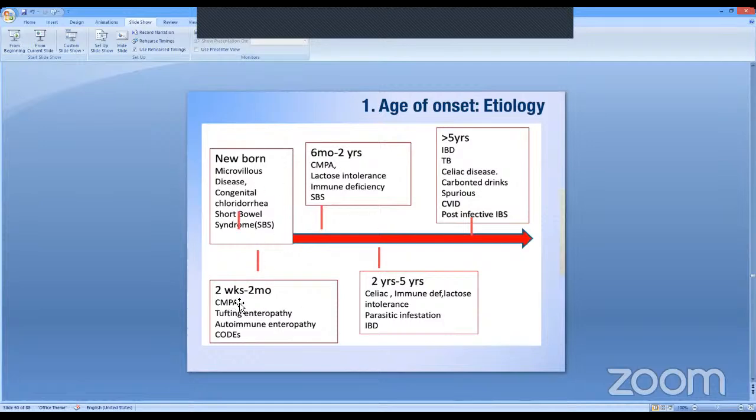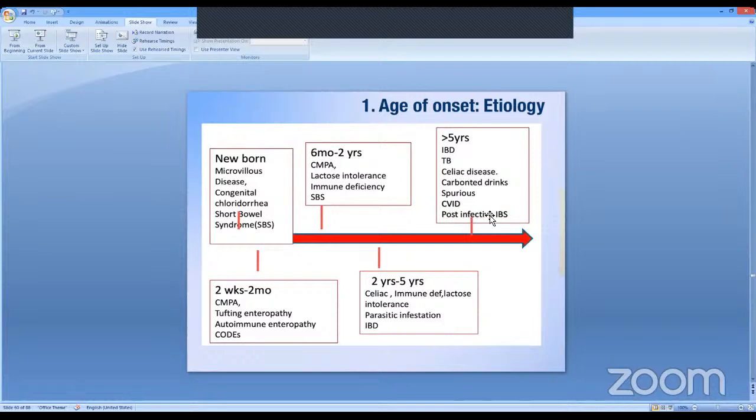If the onset is between 2 weeks and 2 months, we have to think of cow milk protein intolerance if cow milk was started in this age, tufting enteropathy, autoimmune enteropathy, and CODES. If the onset is 6 months to 2 years, it is CMPA, lactose intolerance, immune deficiency, and small bowel surgery. 2 years to 5 years: celiac or immune deficiency, lactose intolerance, parasitic infestations, and inflammatory bowel disorder. More than 5 years, it is mostly because of inflammatory bowel disorders, TB intestine, celiac disease, carbonated drinks, functional diarrhea, common variable immune deficiency, and post-infective IBS.